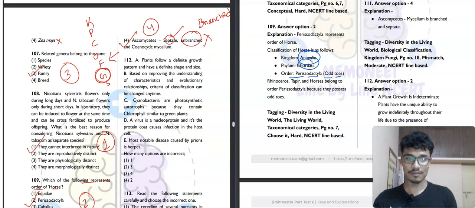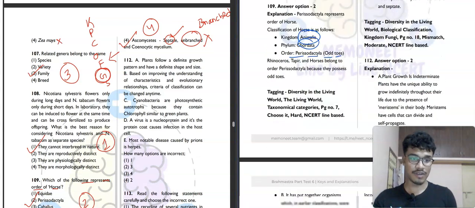It is saying that statement A is that plants follow a definite growth pattern and have a definite shape and size. First of all, we will go through each statement and identify whether it is correct or incorrect. Plant growth is indeterminate. Plants have a unique ability to grow indefinitely throughout their life due to the presence of meristem. Meristems have cells that can divide and self-propagate. So is the first statement correct or incorrect?